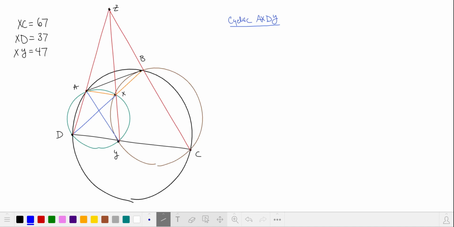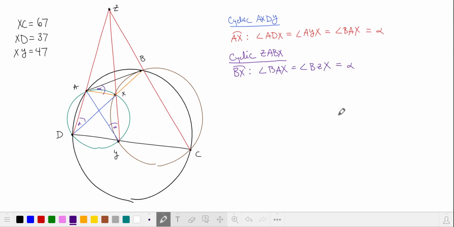Let's look for some congruent angles. First, let's take a look at cyclic quadrilateral AXDY. If we take a look at arc AX, we note that the inscribed angles that cut off arc AX are angle ADX, AYX, and this tangent angle BAX. We'll call that angle alpha. We know that quadrilateral ZABX is also cyclic. I'm not going to draw the circle, but we can see that angle BAX is an inscribed angle of that circle. And similarly, angle BZX also cuts off that arc. So those two angles are also equal to alpha.